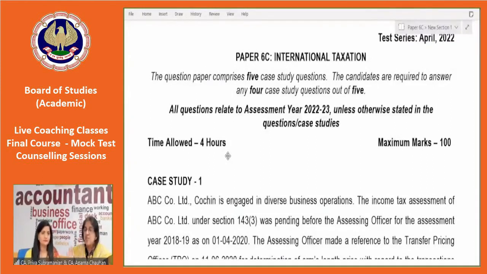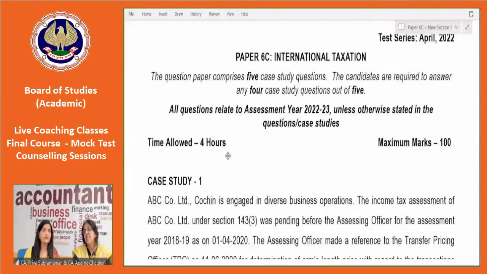Just as of now, it's fine if you make mistakes when you're practicing. By making the mistakes, you can go through what mistakes you made, so that you won't repeat them in the examination. Or don't panic seeing the facts of the case studies. Don't try to analyze the facts of the case study. You have to answer the questions, whatever is asked.